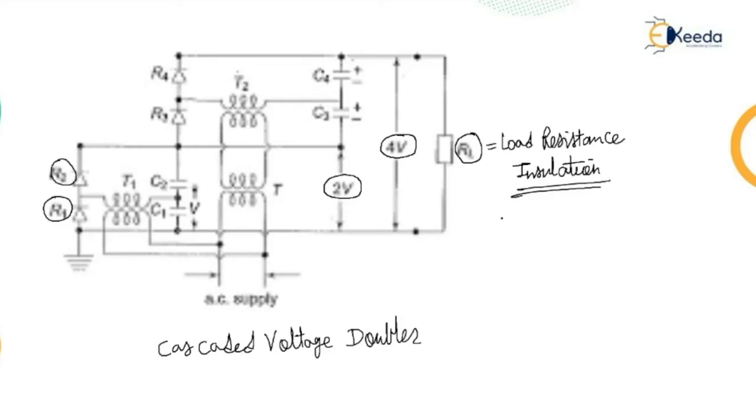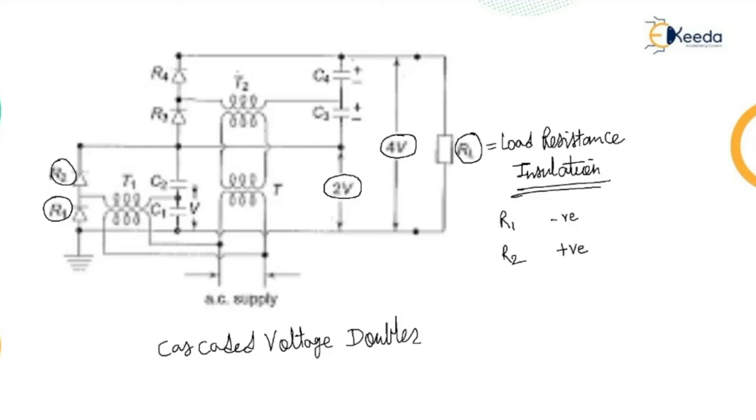R1 conducts, so it is similar to the previous circuit. R1 conducts during the negative half cycle, and R2 conducts during the next positive half cycle, which is very, very important to understand. So the rectifiers R1 and R2 with transformer T1 and the capacitors C1 and C2 produce an output voltage of 2Vmax in the same way as described for the above two circuits.